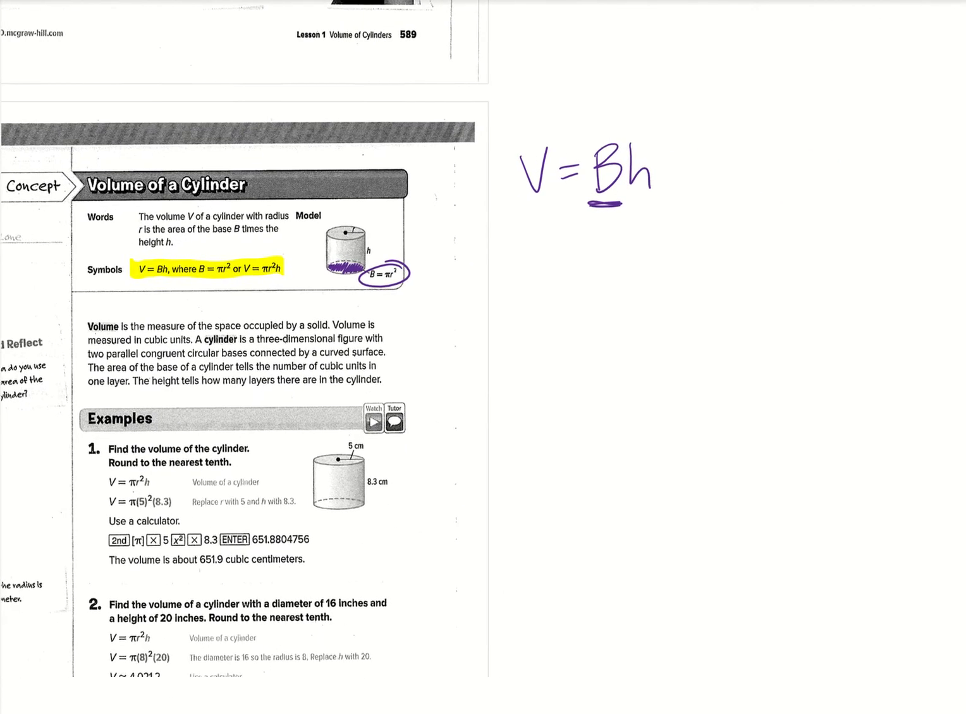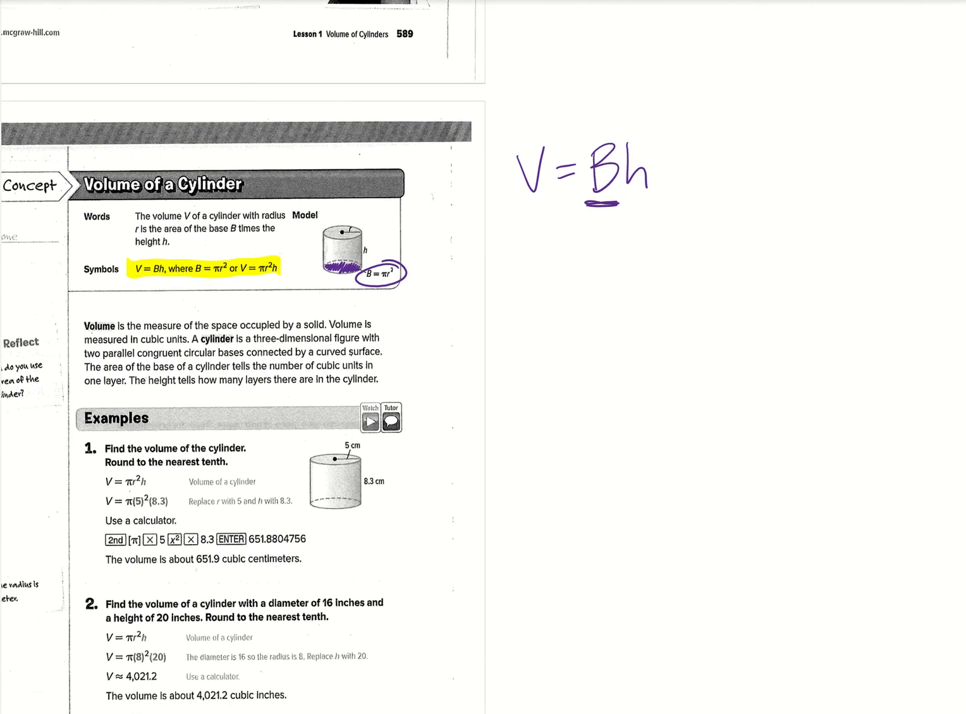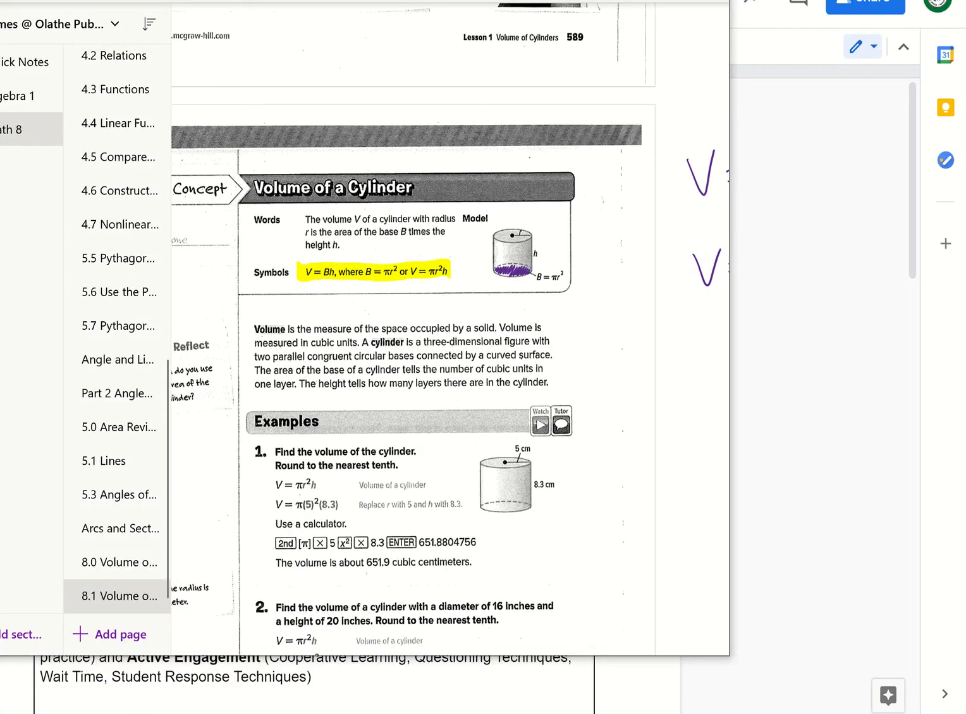If you prefer not to do the capital letter B, if you prefer to keep it in the terms that we've been using, you can also just write it out as V equals pi r squared times the height. And again, r is your radius of the circle. So really that is it for the volume of a cylinder, as far as the equations and the formulas that we're going to use.